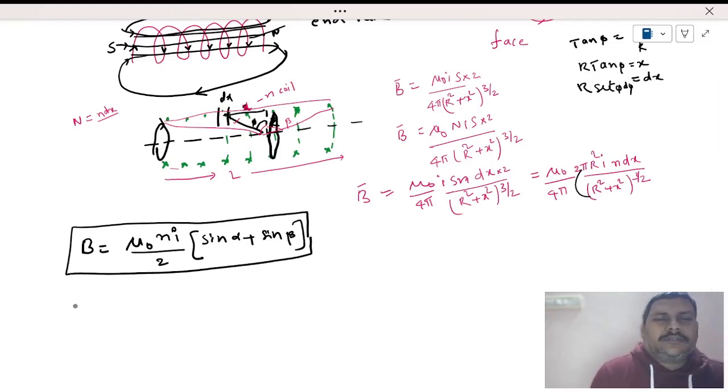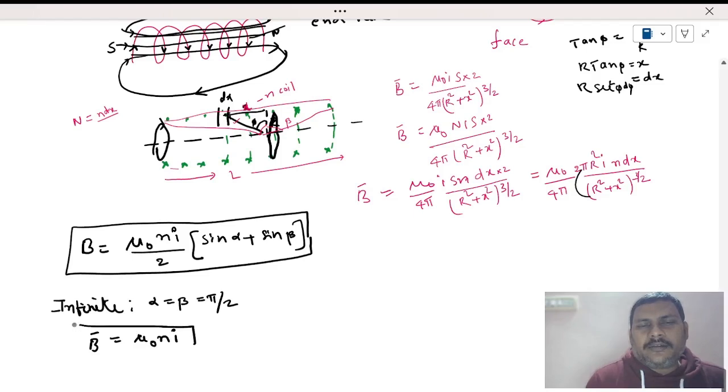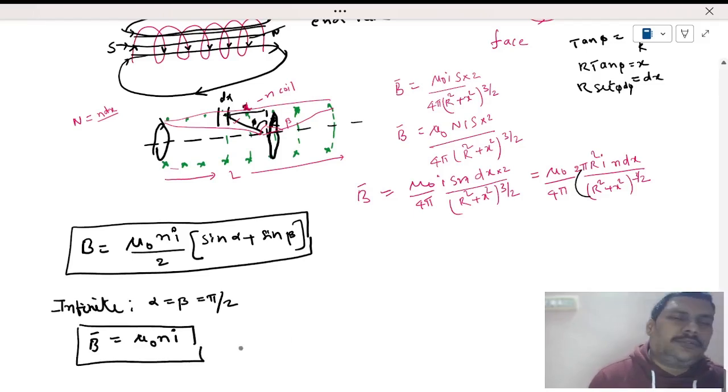Now the cases. If the solenoid is infinite, that means alpha is equal to beta, equal to pi by 2. Now substitute: for an infinite solenoid, 2 will come, so B is equal to mu naught Ni. So for an infinite solenoid, the magnetic induction is mu naught Ni. It can be turned into a circle to become a toroid, that we will discuss in another case.